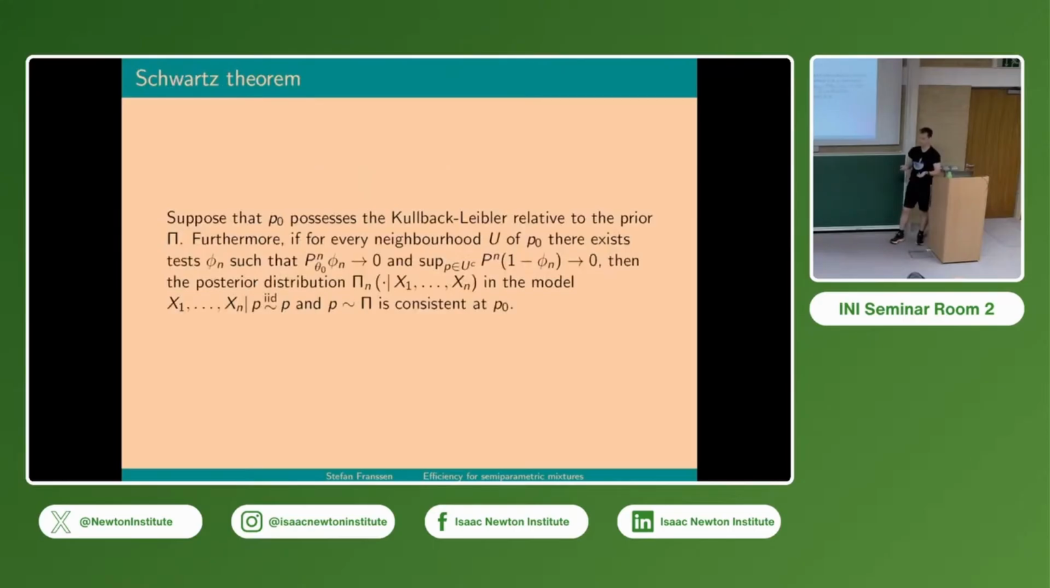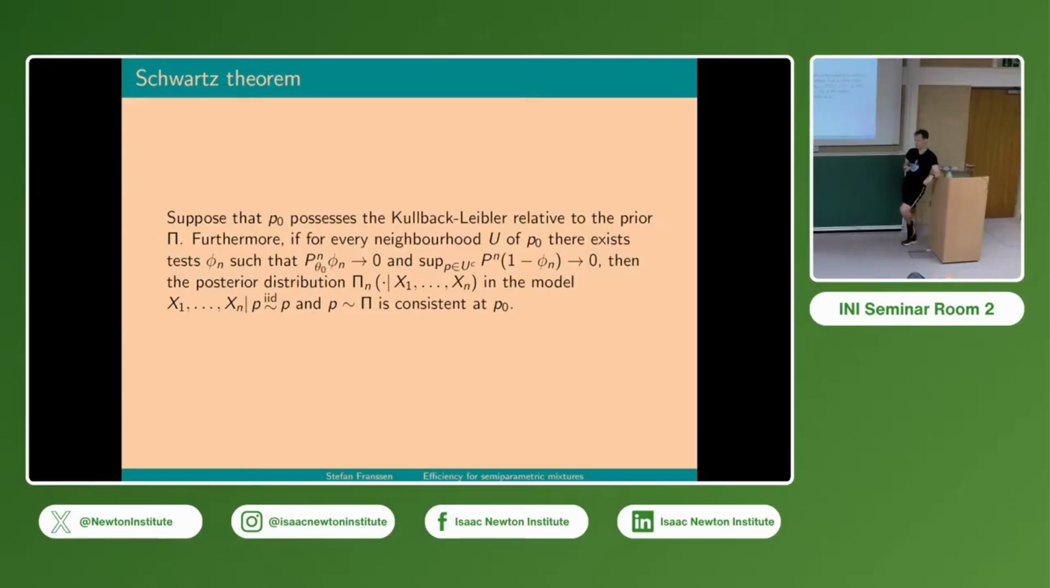Then there's the Schwartz theorem, which is already an old result to show consistency. And that shows that, okay, you have to have some test, and you have to have the Kullback-Leibler property, and then you can show consistency. This is a classical result, and it has various extensions to get contraction rates, where you have to refine all these things and be precise how fast these tests decay. But now it just has to be that for every neighborhood you have a consistent test. That's it. And then we get consistency.